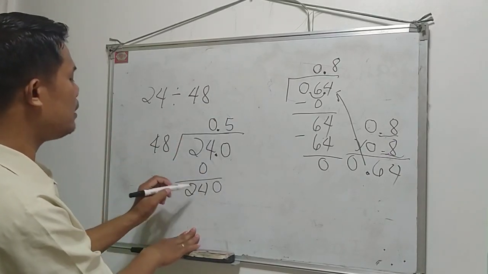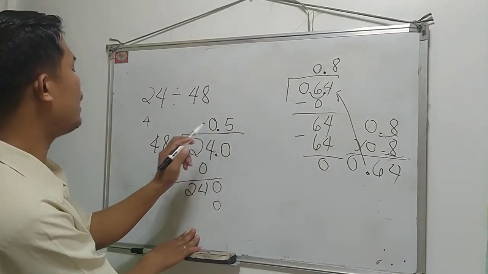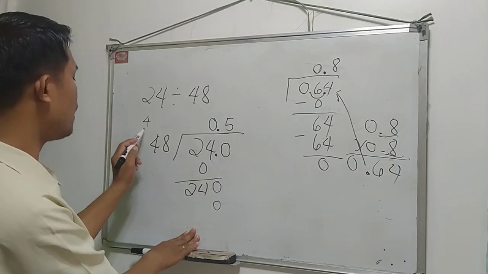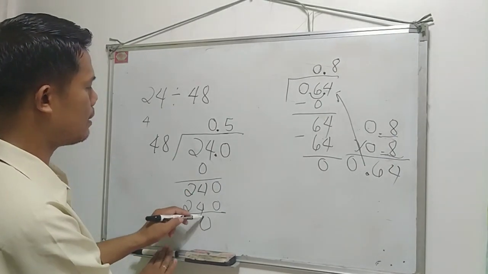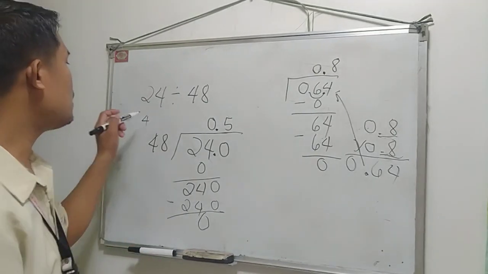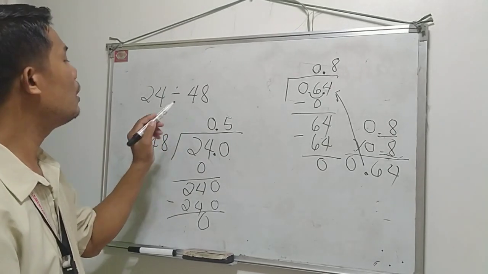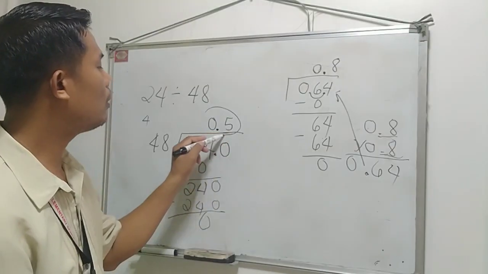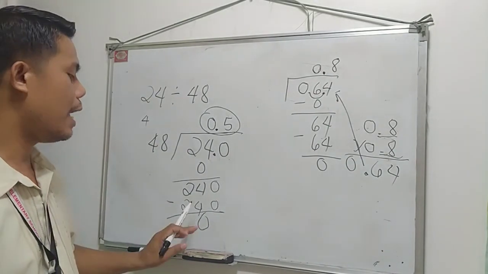5 times 8 equals 40, carry up 4. Then we have 5 times 4 equals 20 plus 4 equals 24. So the answer is 5 tenths. Is that clear? Okay, madali lang. Very good. So this is dividing a whole number by a whole number with the quotient in decimal form. So yung answer natin nagiging decimal form.